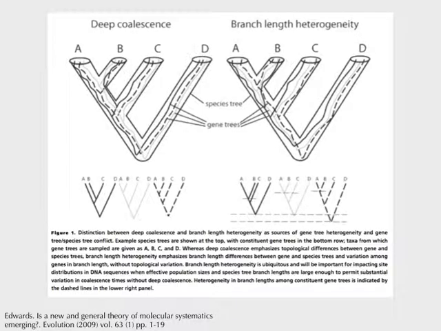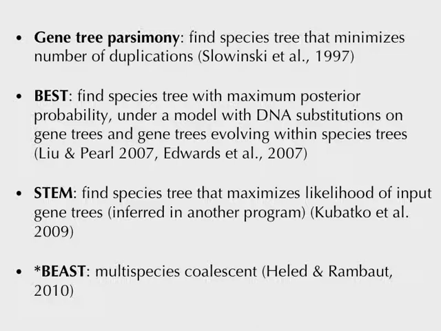Another thing we can do is develop methods to deal with this. Here are a few of them, and we're not going to get into running them, but people are using these. Gene tree parsimony: you infer the gene tree for each gene separately, and try to find the species tree that minimizes the number of duplications in those gene trees. That is, minimize how many times we have multiple copies of the genes present throughout a lineage.